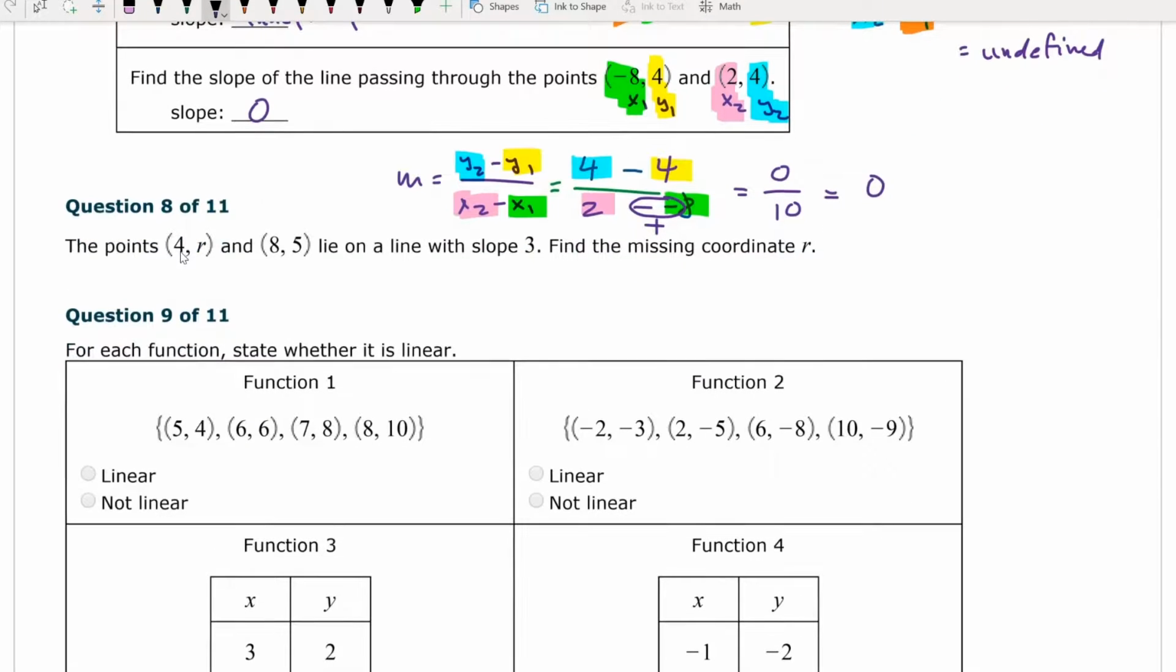Number 8. The points (4, r) and (8, 5) are on a line with slope 3. Find the missing coordinate r. This involves the slope formula again. They say the slope is 3. So m equals y2 minus y1 over x2 minus x1, with x1, y1, x2, y2 labeled. We will plug it in. Like the last problem, y2 is 5.